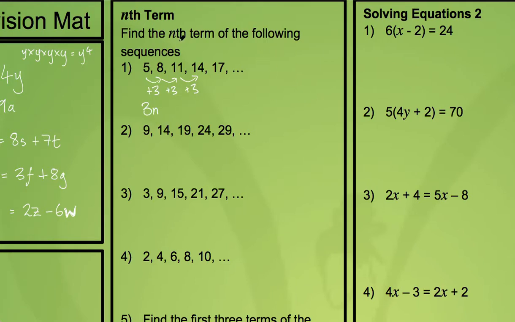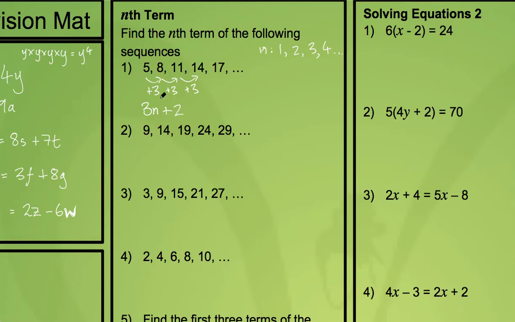I remember that n for these is always, n is 1 for the first term, then it's 2 for the second term, 3 for the third term, etc. So 3 times 1 is 3. How do I get from 3 to 5? I need to add 2. And I check, does that work with the others? When n is 2, 3 times 2 is 6. 6 plus 2 is 8. 3 times 3 is 9. Add 2 is 11, etc.